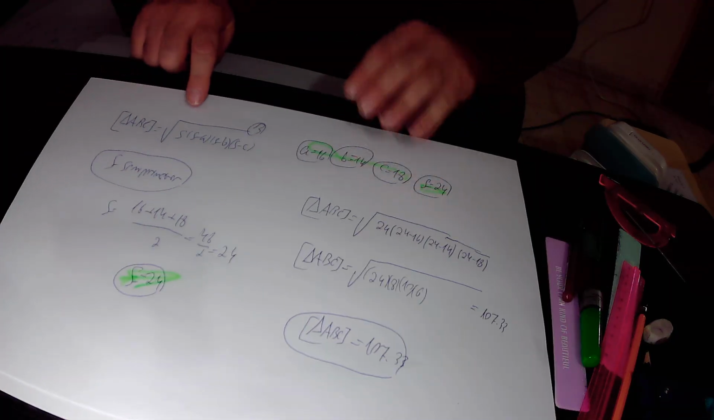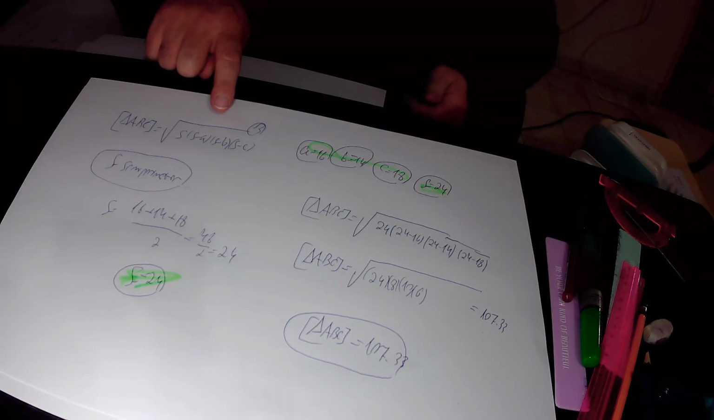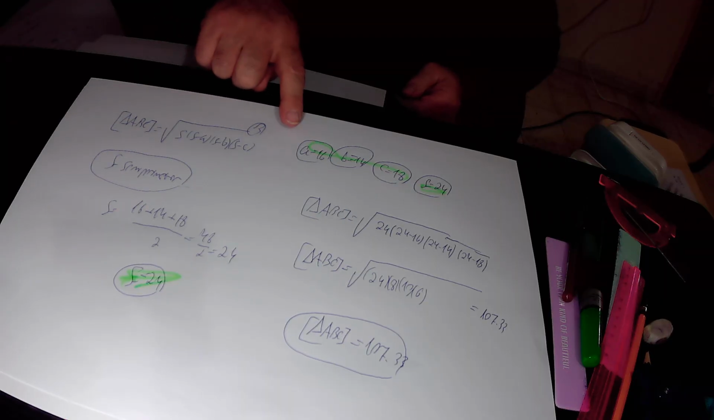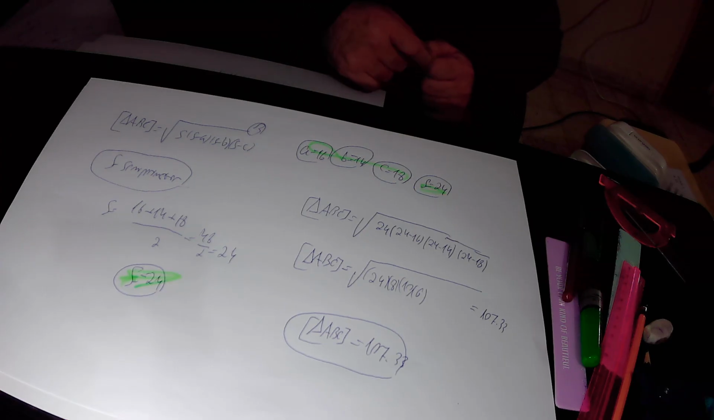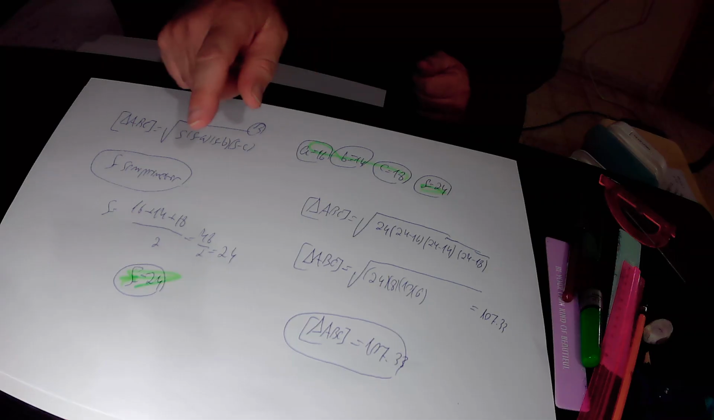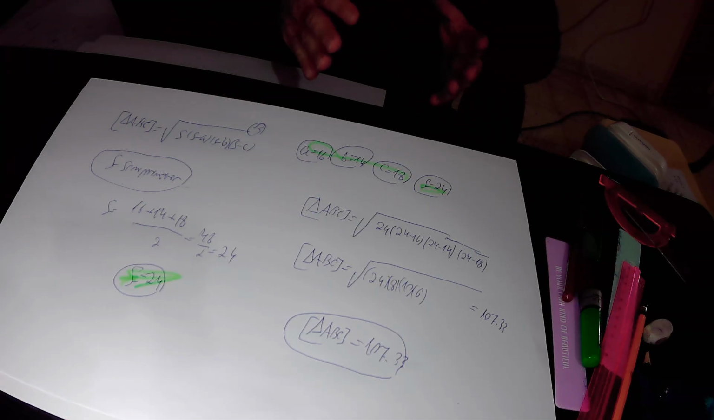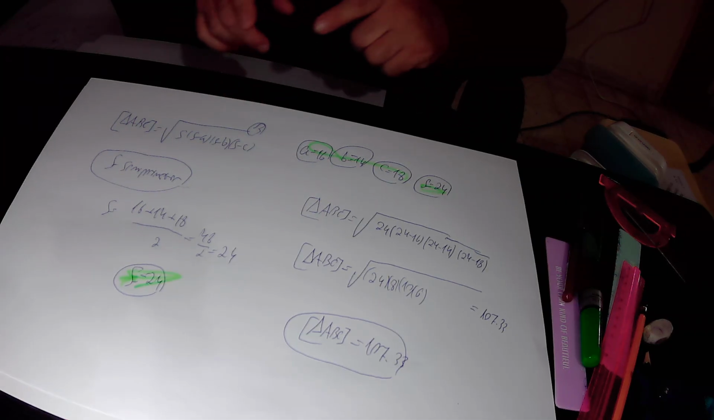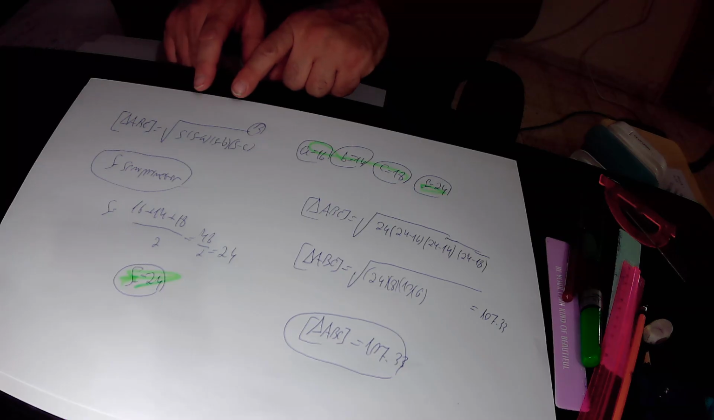Here in this formula, A, B, and C are the side lengths of triangle ABC. We choose A is 16, B is 14, and C is 18, so the side lengths of triangle ABC. The semi-perimeter S is 24. So we just have to put the data of our triangle ABC inside this formula for the area of the triangle, and this way we find out the area of our triangle ABC.